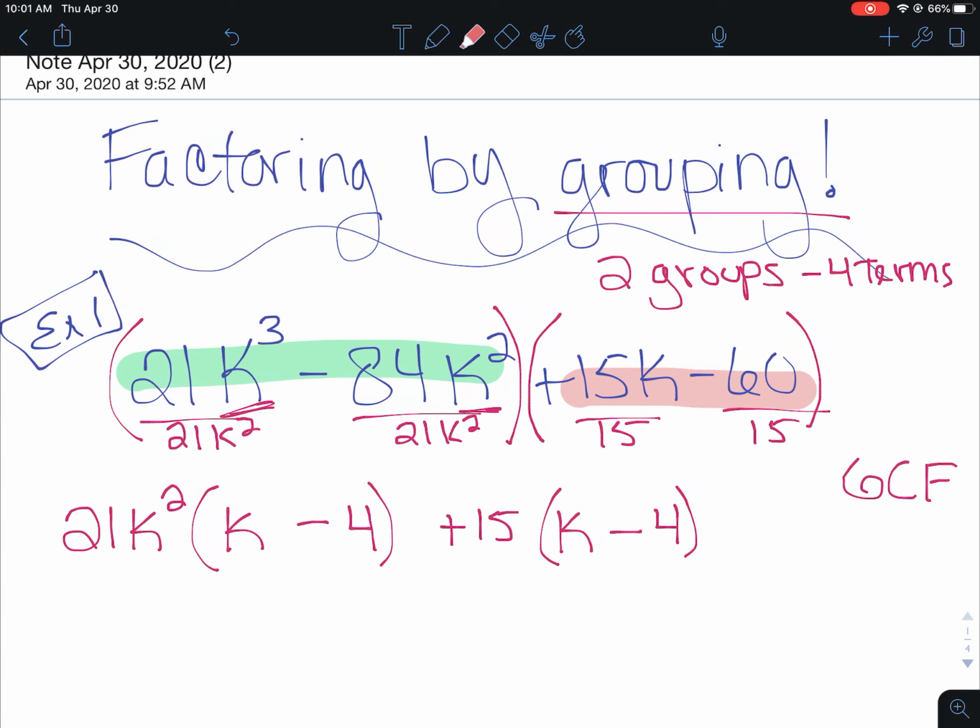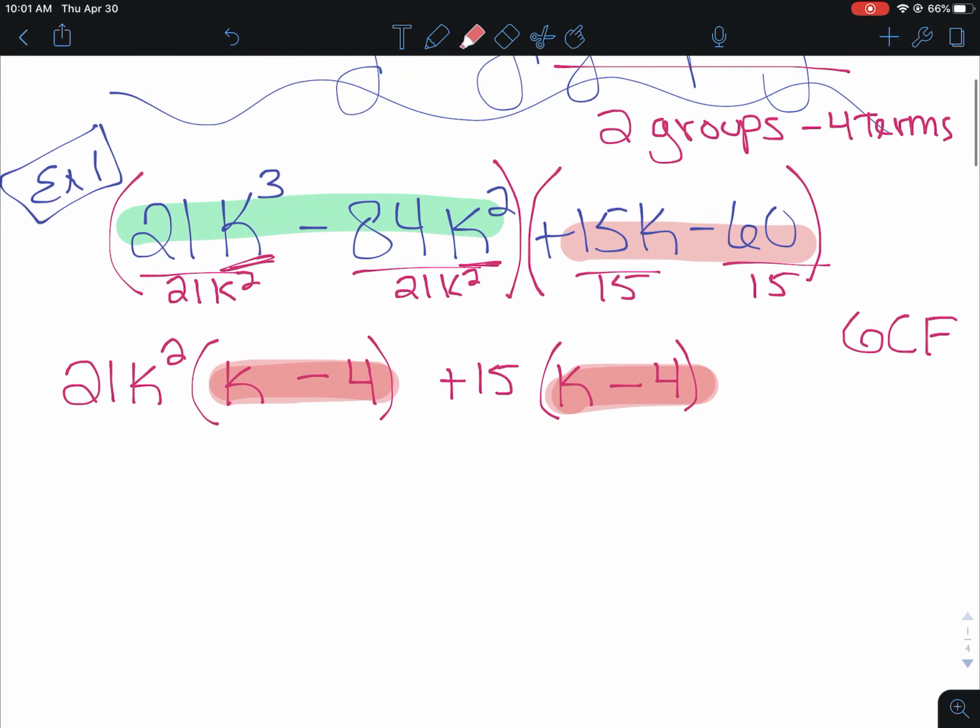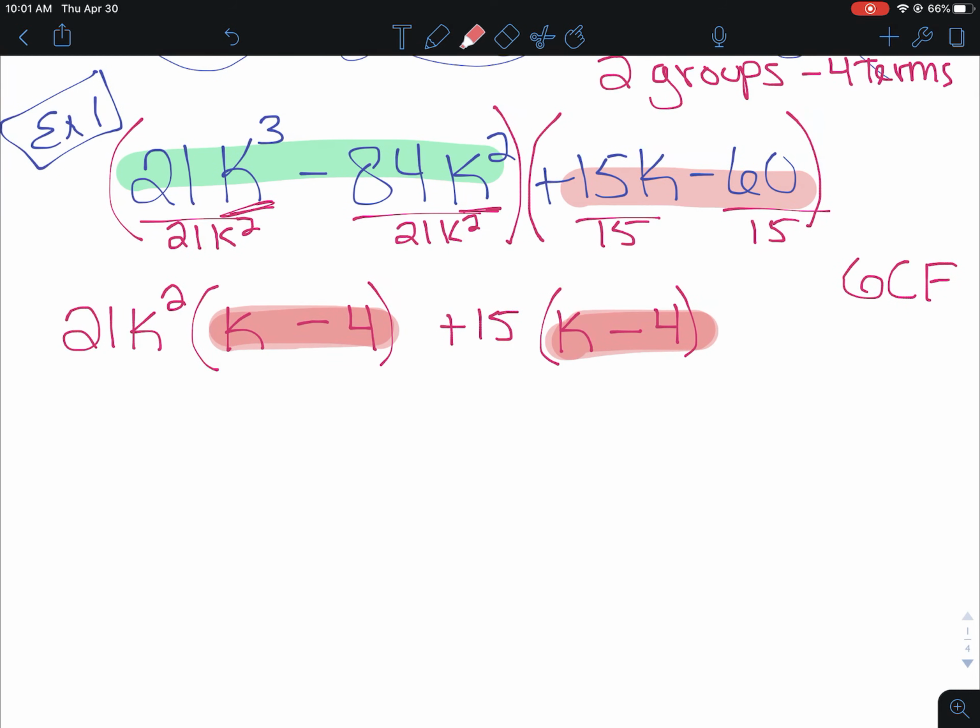So take a second and look at what we just ended up with, okay? It's not a coincidence that this and this that are in the parentheses is exactly the same, okay? They're both k minus 4. That should happen every single time. So sometimes when you're looking for the second greatest common factor, you want to take out whatever will make this be the same as the first one, okay? And we might have to play with it a little bit, but that's the general idea.